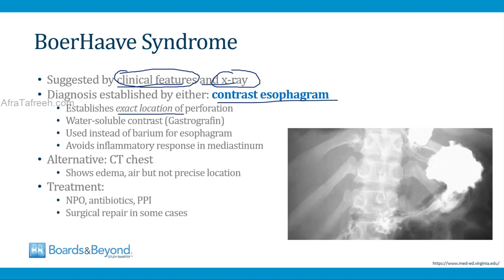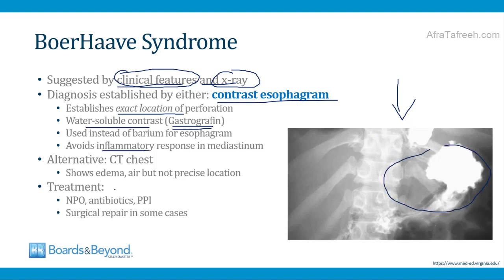The contrast agent that is used is called Gastrografin. This is a water-soluble contrast agent, and it's used instead of barium because barium will cause inflammation when it leaks out of the esophagus into the mediastinum. That doesn't occur with Gastrografin. Shown on the screen is a picture of a contrast esophagram from a patient with Boerhaave syndrome. The contrast should be filling the esophagus, forming a tube, but you can see it spilling outside into the mediastinum.